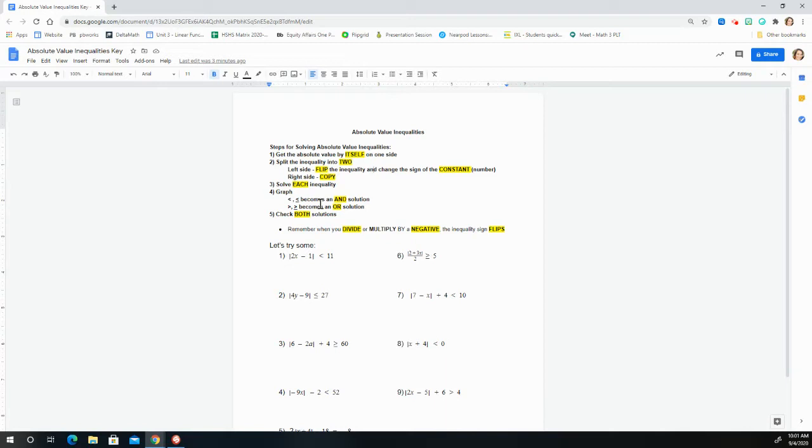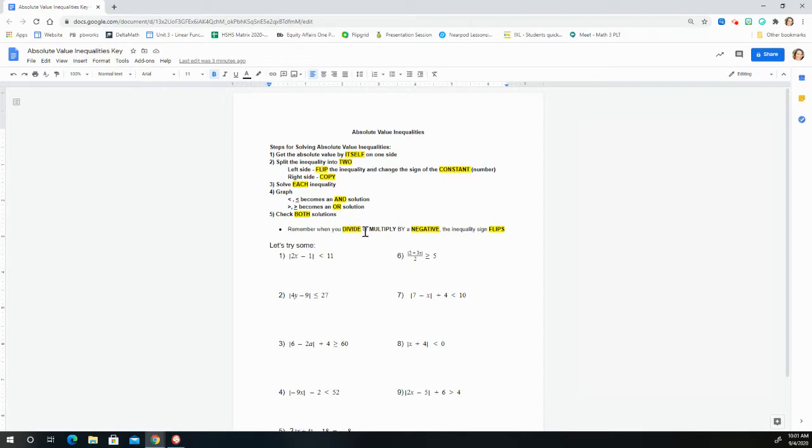A cool trick that I just learned last year from the Math 3 PLT: less than and less than or equal to becomes an "and" solution, which means on our number line we're going to see those solutions overlap. Greater than or greater than or equal to becomes an "or" solution. So if it's a less than, my solution is an and. If it's a greater than, it's going to be an or. The last thing you want to do is check both solutions.